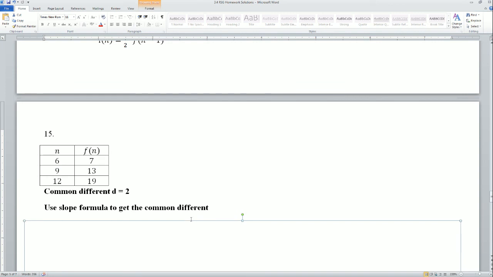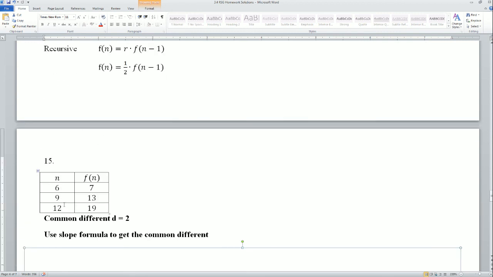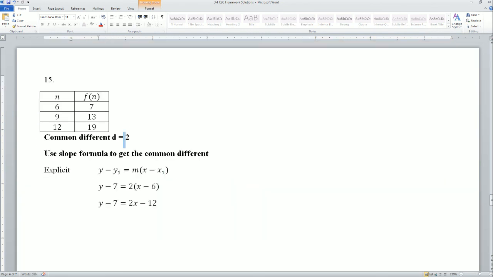15, there is a common difference. I'm going to use the slope formula to find the common difference, right? Because I couldn't, right? Because do you see here the difference? It goes 1, 2, 3, 4, 5, right? Here it didn't go up that much, right? So I used the slope formula to get that 2.